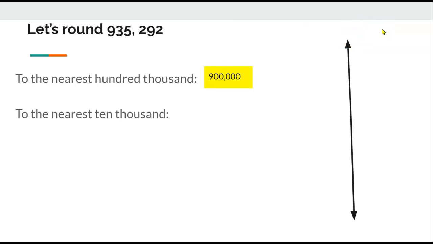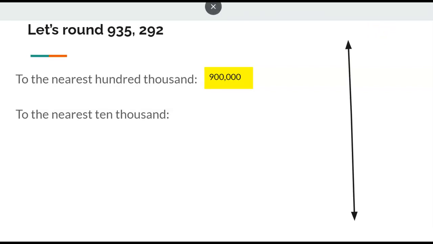Okay, now let's try to round this number to the nearest 10,000. So we're going to look at our 10,000s place, which is 930,000. And one more 10,000 is 940,000.